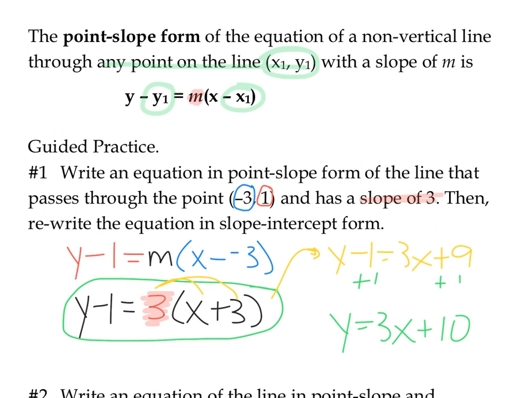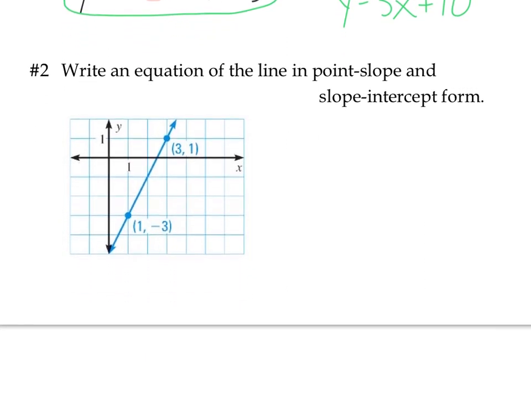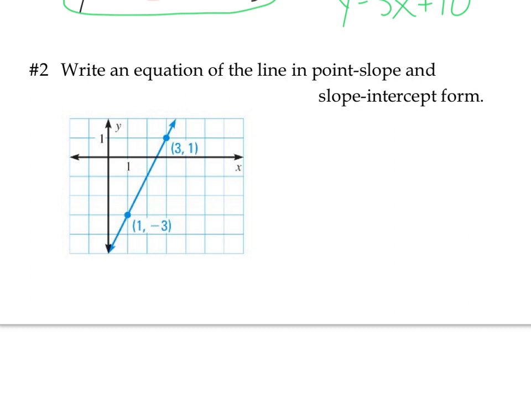Okay, so let's see another example here where we have a graph that we're going to work from. Write an equation of the line in point-slope form and slope-intercept form. So let's start with the point-slope form. In order to write point-slope form, we have 2 points. We're going to be able to use either one of those we want, and we're going to need the slope. So let's figure out what the slope is going to be for this line. We go between these 2 points. We're going to go up and over. So we're going to rise 1, 2, 3, 4, and we're going to run 2. So our slope is 4 over 2, which is 2.